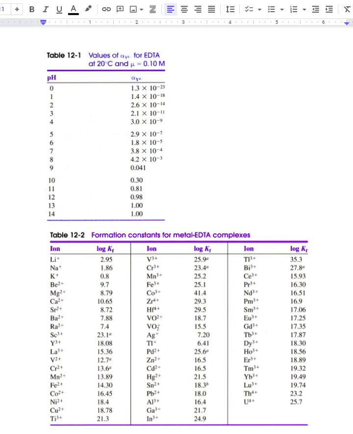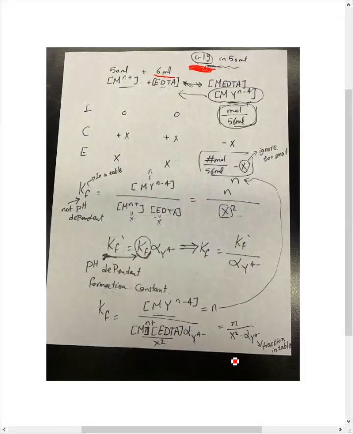So based on that, you can find the alpha thingy here. And you have alpha thingy, you have x squared, and you have n. You should be able to calculate this Kf. After you calculate this Kf, you can use it for other calculations in your post-lab report. Alright? So good luck.